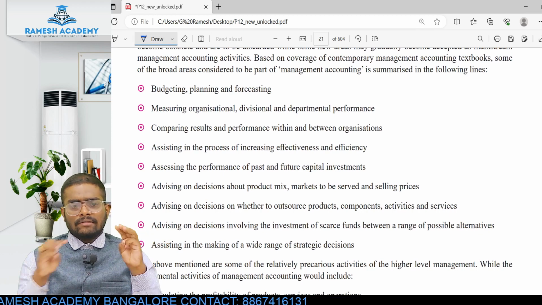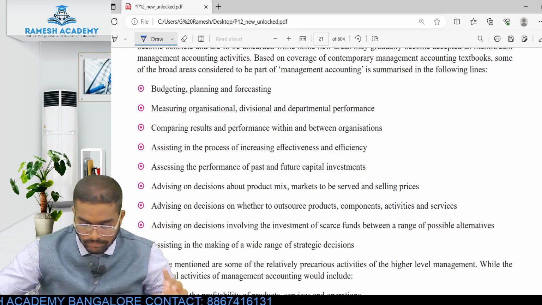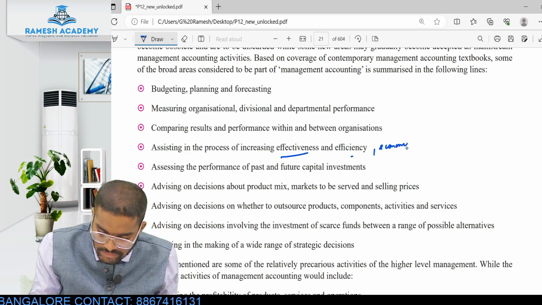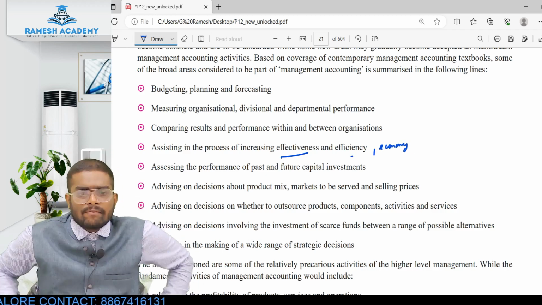Next, assisting in the process of increasing effectiveness and efficiency. As I told earlier, the business should follow 3 E's: effectiveness, efficiency and economy. Economy is nothing but buying at a lesser cost of the same quality.